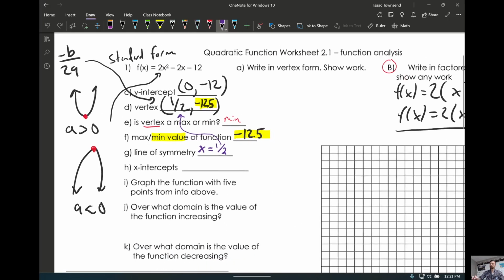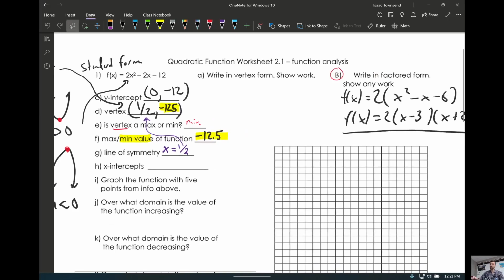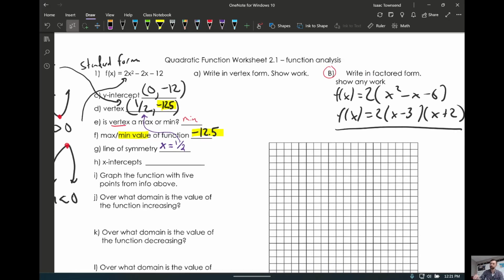Okay, the x-intercepts, I would probably use the factored form over here. X-intercepts are when y equals 0. So if you already have the factored form, I mean, I guess you could do quadratic formula like we just practiced, but if you're having to do factored form anyway, set 2 equal to 0, that doesn't give you anything. Set x minus 3 equal to 0, you get one answer. Set x plus 2 equal to 0 and solve, you get the other answer.